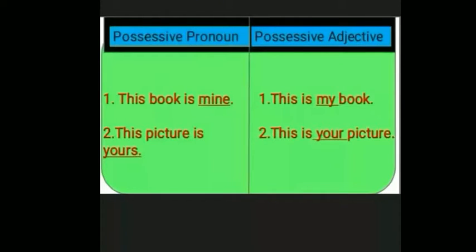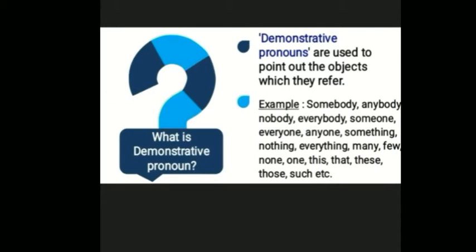In the following chart, here are some possible usages of the possessive pronoun and possessive adjective. This book is mine. This picture is yours. They all are the examples of possessive pronoun because the pronouns mine and yours are used right next to the thing, book and picture. Whereas this is my book and this is your picture. They all are the examples of possessive adjective because the pronouns your and my are used before the possessed thing, book and picture.